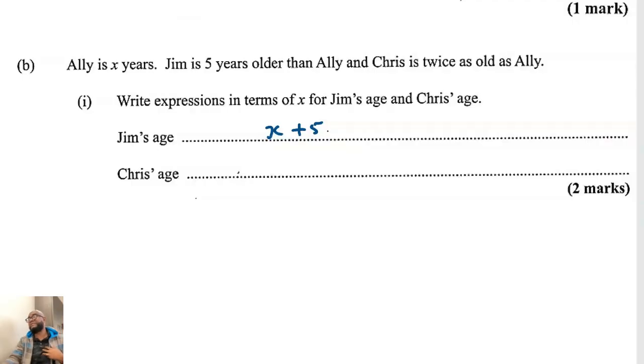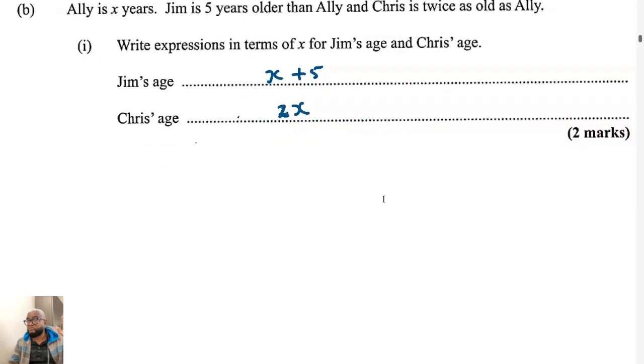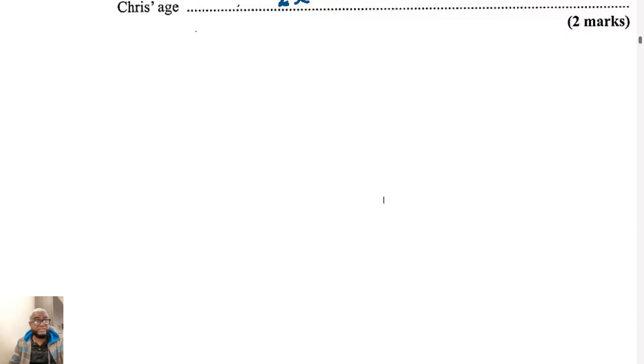If Ali is 10 and Jim is 5 years older than Ali, how much is Jim? 15. So if Ali is X and Jim is 5 years older, Jim will be X plus 5. Right? Chris's age. If Chris is twice as old as Ali, what will it be? 2X. Right? Everybody's supposed to have this. Write it down, eh? Because it rolls into the next question.